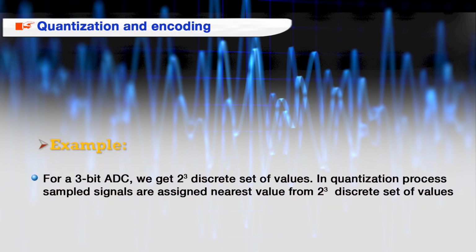For example, if we have 3-bit ADC and range of ADC is 0 to 8 volt, then after quantization we will get 2 to the power 3, that is 8 discrete levels. These levels will be 0 volt, 1 volt, 2 volt and so on up to 8 volt. If the value of sampled signal is less than 1 volt, then after quantization it will be assigned value 000, and for sampled signal between 1 volt to 2 volt, the value will be assigned 001.